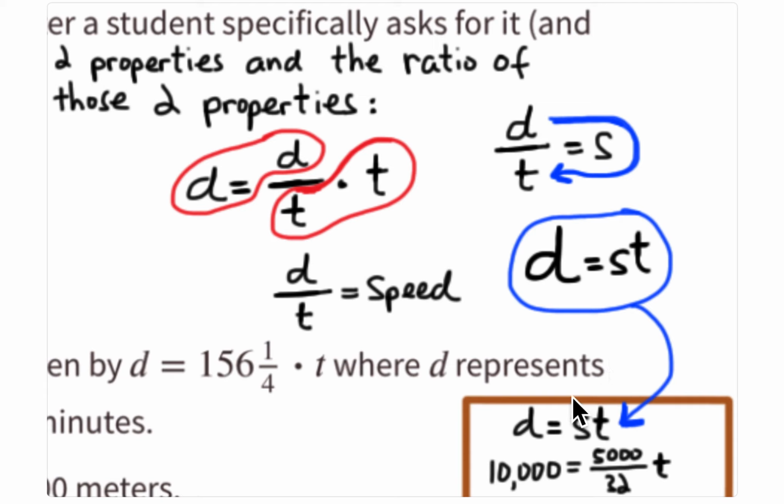But how do you know how to write this equation? It goes back to two properties and the ratio of those two properties. And that ratio will oftentimes have a special name. It's the constant of proportionality. In this case, that special name is the speed.